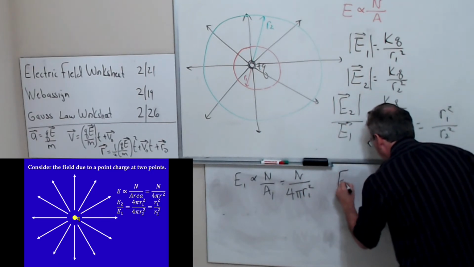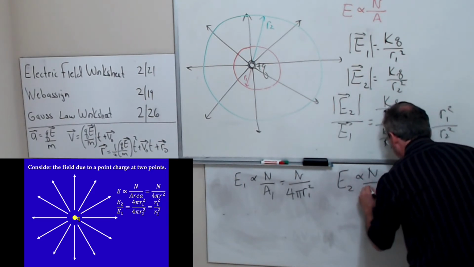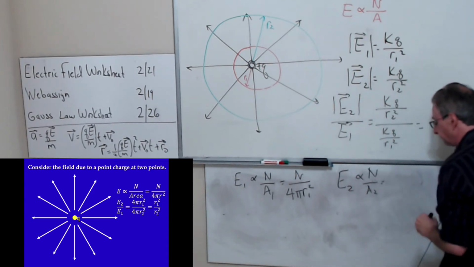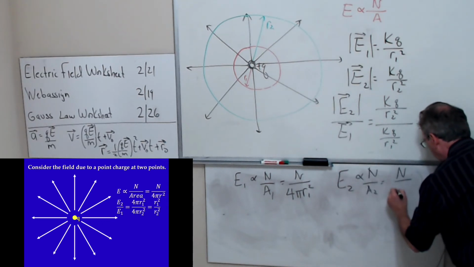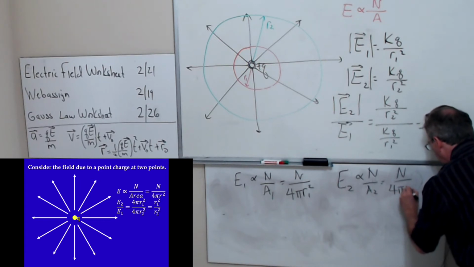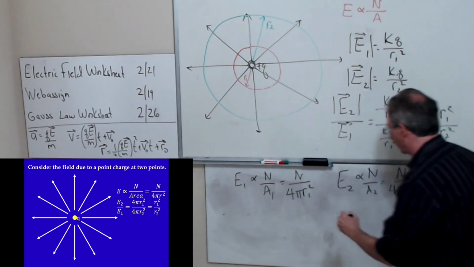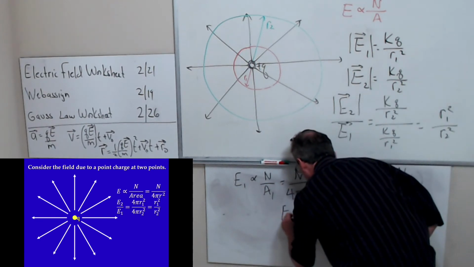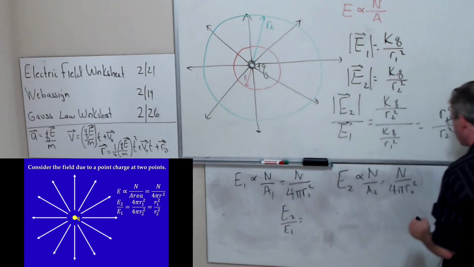Let's do the same thing for E2. E2 is proportional to n over A2. And that's equal to the number of lines that also pass through the green one over 4 pi R2 squared. What do you think I'm going to do? I'm going to take the ratio of E2 over E1. If I take that ratio, guess what I get?